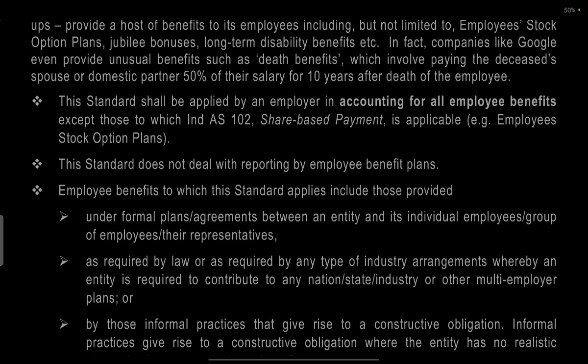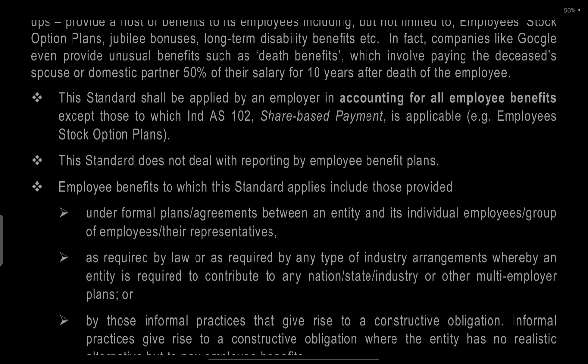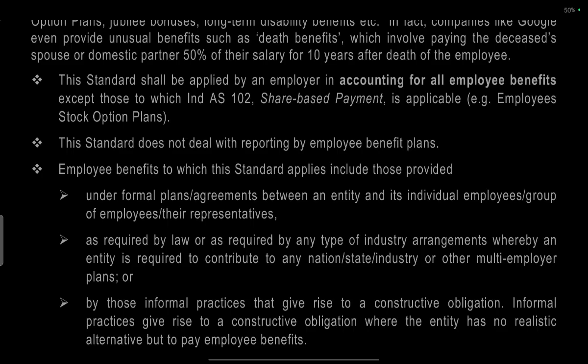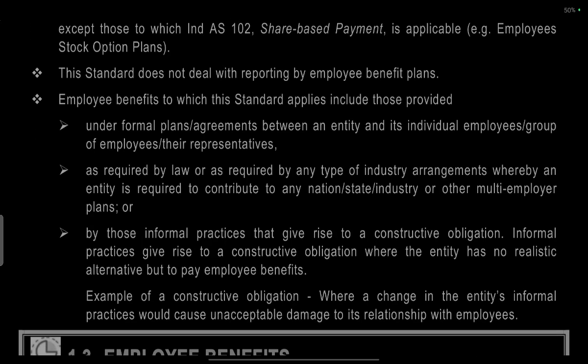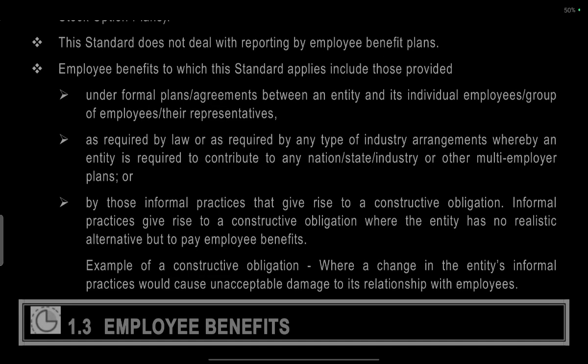For 10 years after death of employee. This standard shall be applied by the employer in accounting for all employee benefits, except those to which Ind AS 102 share-based payment is applicable, such as employee stock options. The standard does not deal with the reporting by employee benefit plans. Employee benefits to which the standard applies include these provisions.